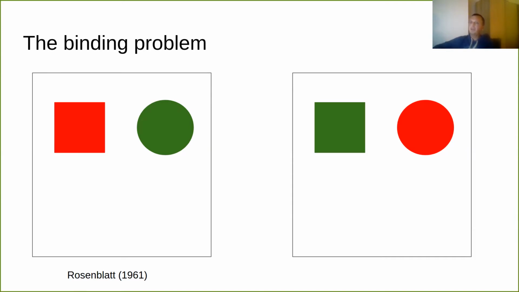For example, here on the left, the feature red is activated at the same location as the feature square. So this is how red is bound to square. And the same for the other object. On the right, the feature green is at the same location as the feature square. So green is bound to square. And indeed, there is evidence that this is how the visual system works.